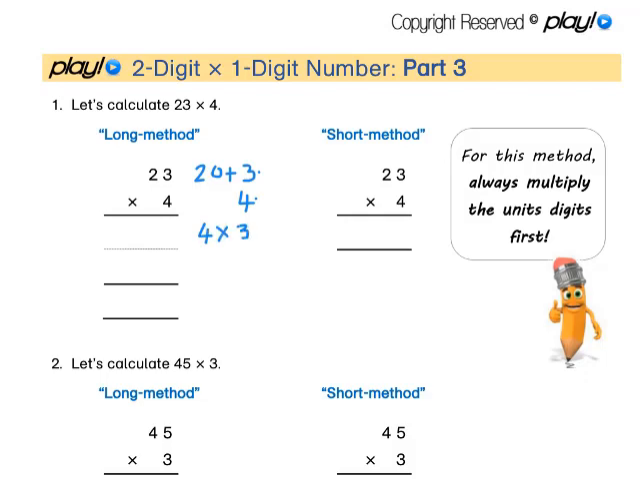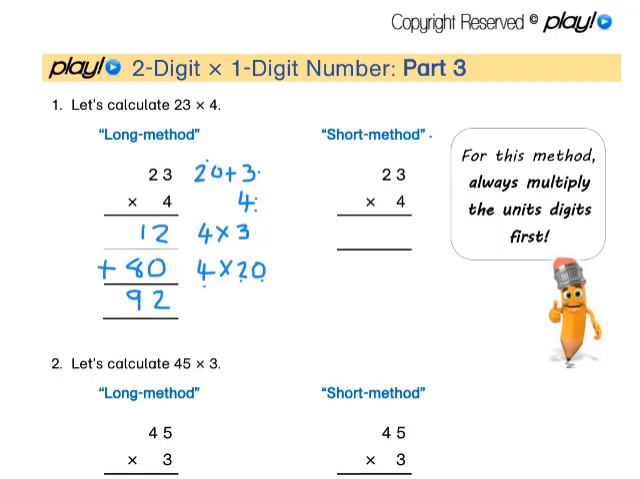Yeah, you don't have to. And 4 times 3 is 12. There's our answer. Our next step, we do 4 times 20. 4 times 2 is 8, times 10 is 80. Then we add the 2 up, starting with the units, and our answer is 92.